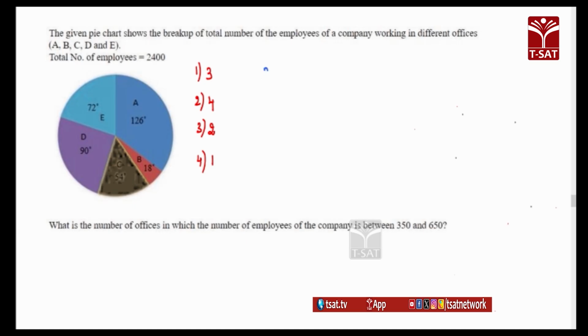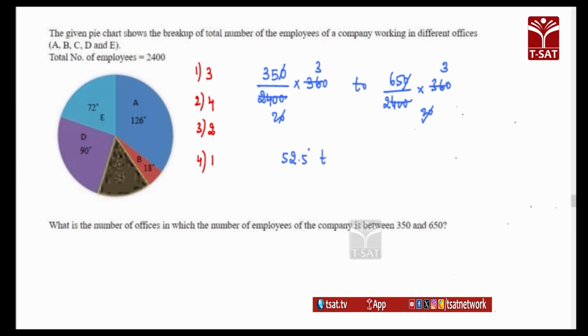By simply taking the data given, 350, first convert it into degrees: divide by the total data, which is 2400, and multiply with 360 if you want to convert it into degrees. I want 650 by 2400 into 360. Cancel it in the 12 table, that is 3 by 20 we will get. Anyway, the extra 0 will also be gone. All you have to do is 105 divided by 2 is 52.5. This is actually 52.5 degrees, and 195 by 2 is 97.5 degrees.